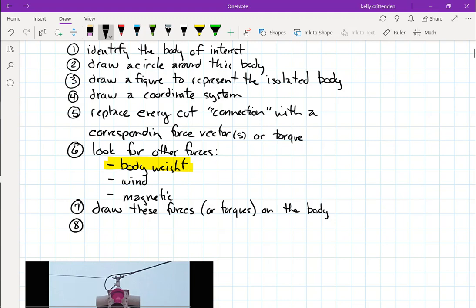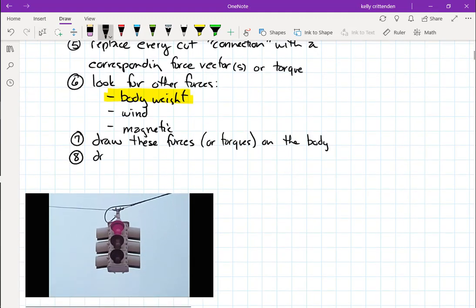Then finally, draw in dimensions that are relevant and angles. How far is this cable angled from the x-axis or whatever. And then now you've got a pretty complete free body diagram. It's got the isolated body. It's not connected to any other things in the universe. That's the free part of the free body. And anything it was connected to before you cut it out has been replaced with an equivalent force.